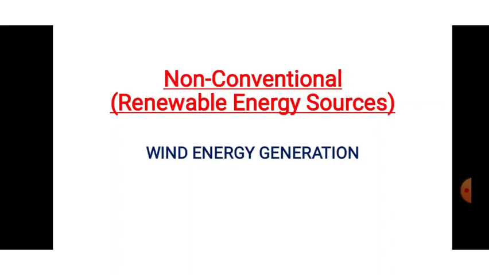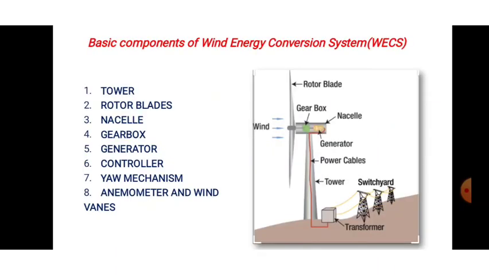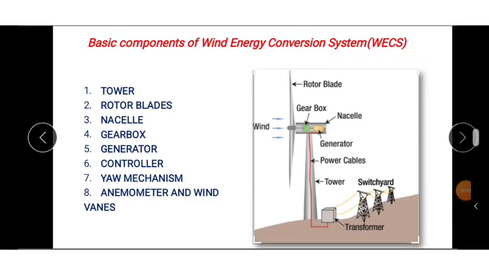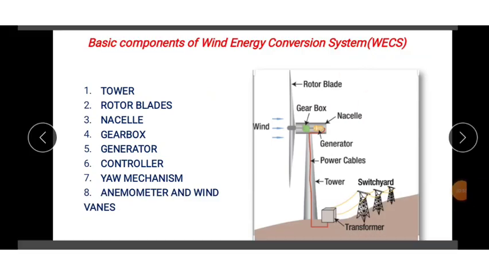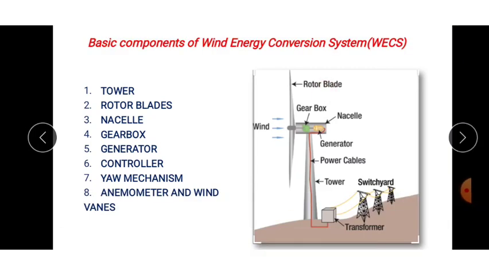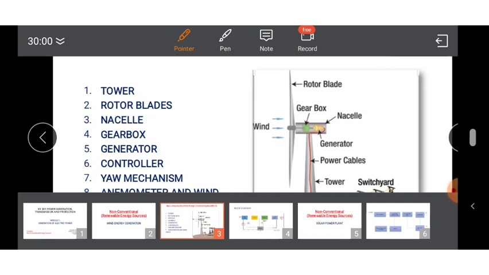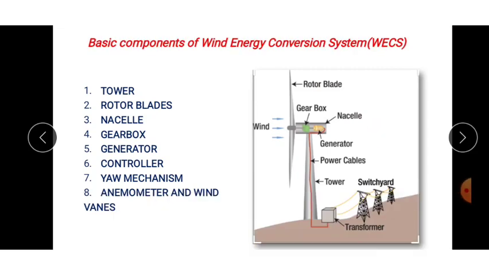First, let us study wind energy generation. This figure shows the basic components of a wind energy conversion system. It includes tower, rotor blades, nacelle, gearbox, generator, controller, yaw mechanism, anemometer, and wind vanes.